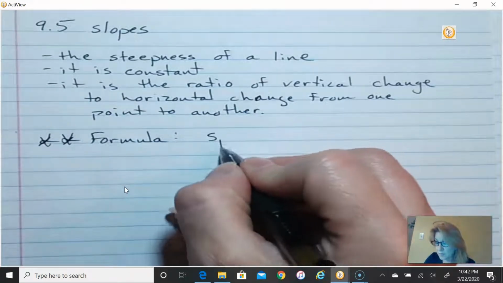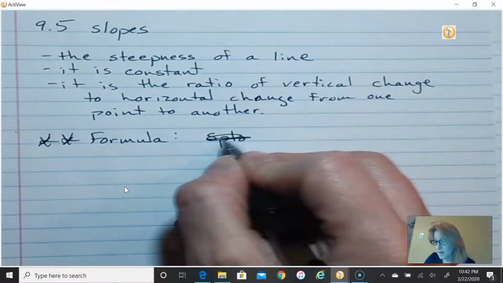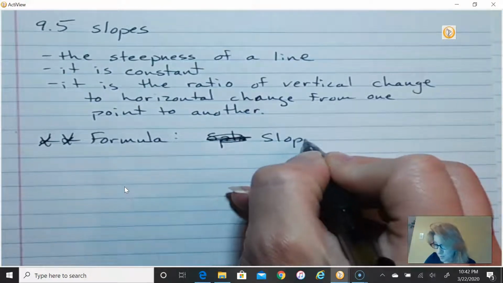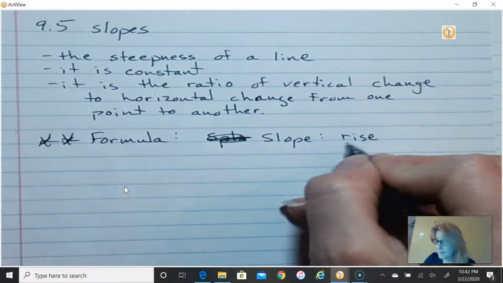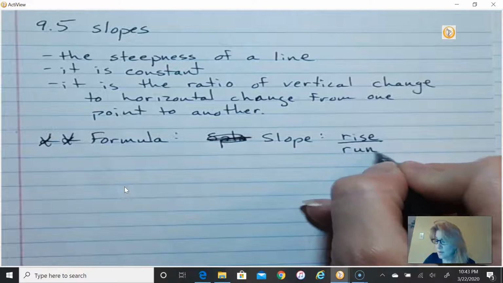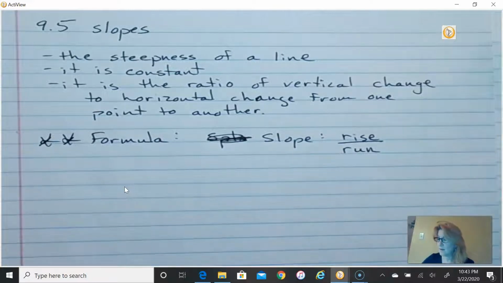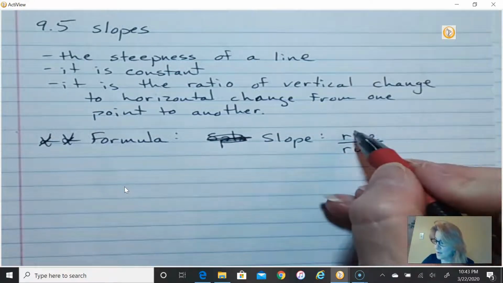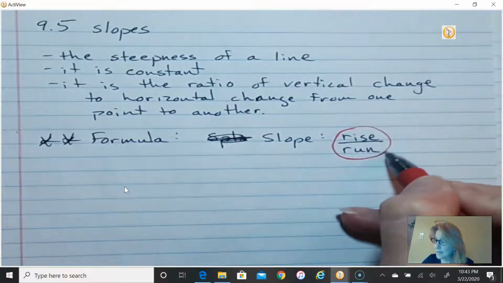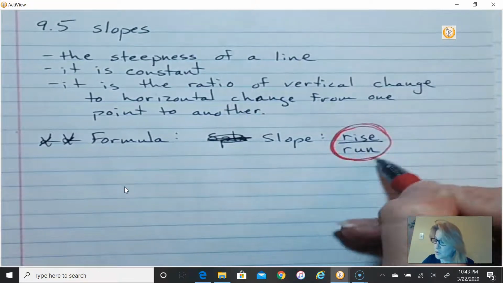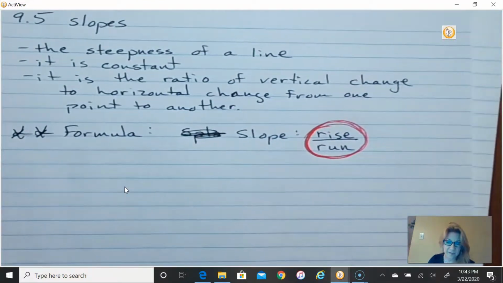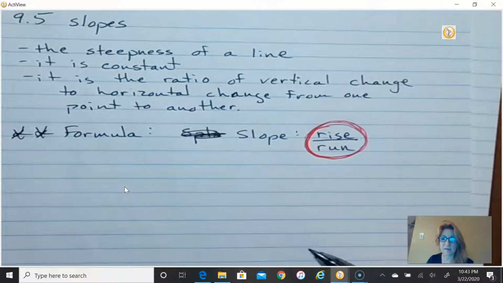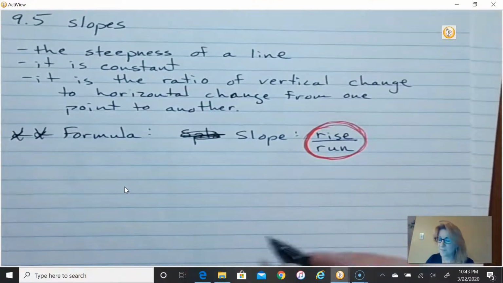All right, the formula for slope. This is important. Rise over run. Rise over run. You're going to be hearing this from me for 2 years, and then you'll be hearing it from your other teachers. If you go to another school, you're going to hear it: rise over run, rise over run.